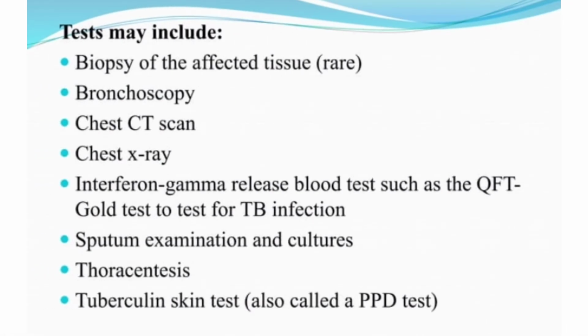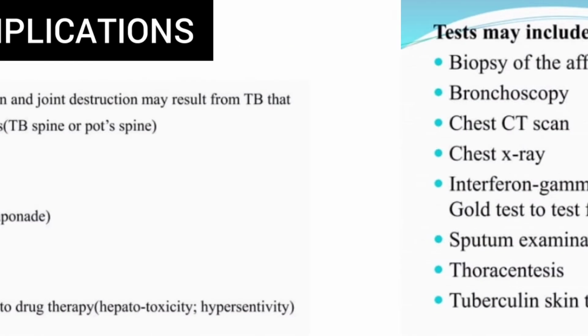Next, tests may include biopsy of the affected tissue, meaning lung biopsy, and bronchoscopy. Bronchoscopy is a procedure that uses a bronchoscope to examine the inside of the trachea, bronchi, and lungs. Chest CT scan, chest X-ray, interferon gamma release blood test, QuantiFERON Gold test to test for TB infection. Next, sputum examination and culture. Thoracentesis. Thoracentesis is a procedure to remove fluid or air from around the lungs. Next, tuberculin skin test.